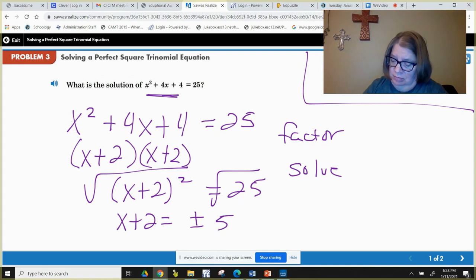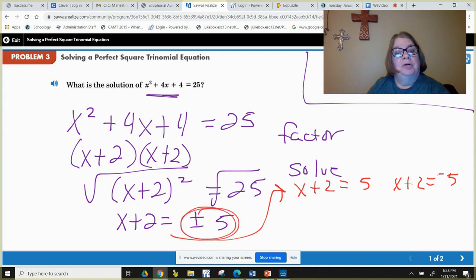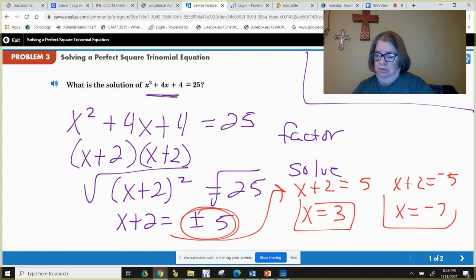Now, when we get this by itself, we have x plus 2 equals 5, and x plus 2 equals negative 5. Why did I have to split that up? Because 5 squared is 25, and negative 5 squared is 25. Now, solve this side by subtracting 2. Solve this side by subtracting 2. And there are your two solutions. Both 3 and negative 7 are values for x that would make that equation true.